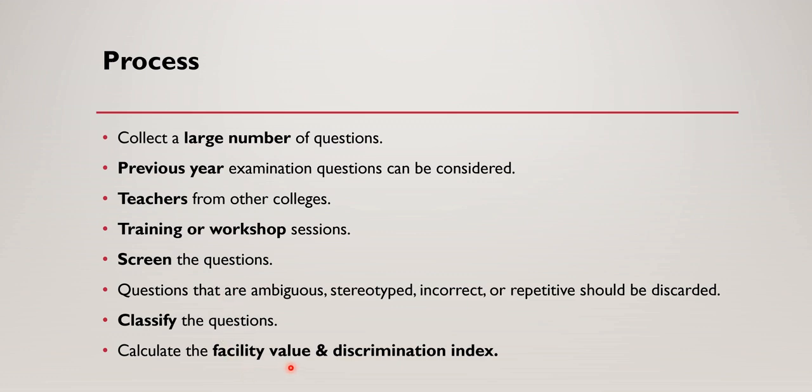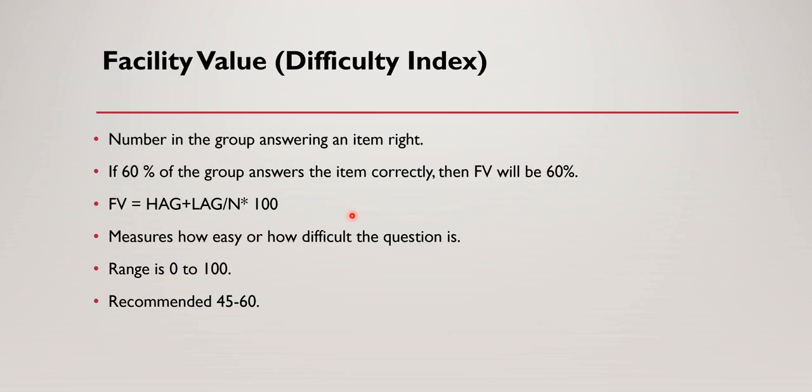Then we have to calculate the facility value and discriminating index of the question. What is a facility value? It is also known as the difficulty index: the number in the group answering the question right. If 60% of the group answers the item correctly, then the facility value is 60%. It is calculated by the formula: high ability group plus low ability group divided by total number of students into 100. It measures how easy or how difficult the question is. Its value ranges from 0 to 100. The recommended is 45 to 60.